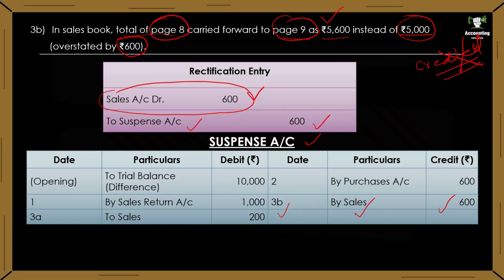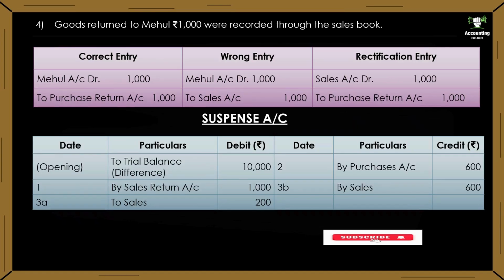Next transaction, goods returned to Mehul 1000 were recorded through the sales book. Goods return means purchase return to Mehul is treated as sales. Okay. Here you see there are two accounts involved, purchase return and sales. But in the last two previous transactions, there was only one account, sales or purchases, because the total was taken wrongly from one page to the next page. So we passed the rectification entry directly and did not use the format.